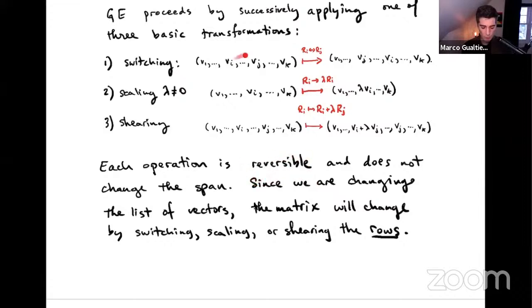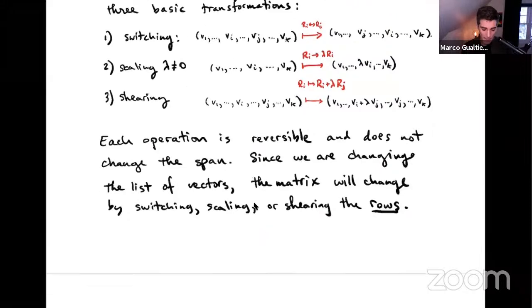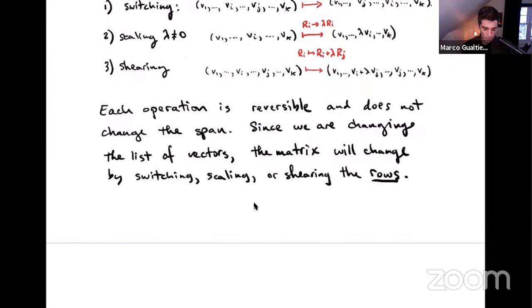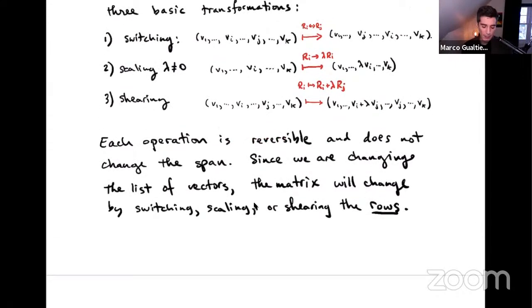If I switch Vi and Vj, I can obviously switch them back. If I multiply by lambda, I can multiply by lambda inverse because I'm in a field and there are multiplicative inverses. And if I shear, then I can shear back because I can always replace this vector by itself plus minus lambda times Vj. So I can always undo the shear. So these are reversible operations which do not change the span.